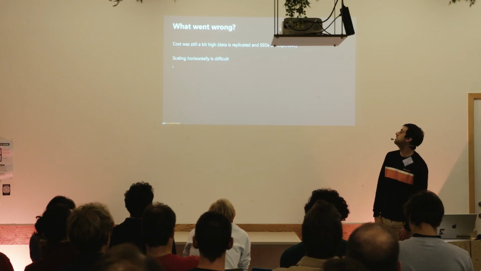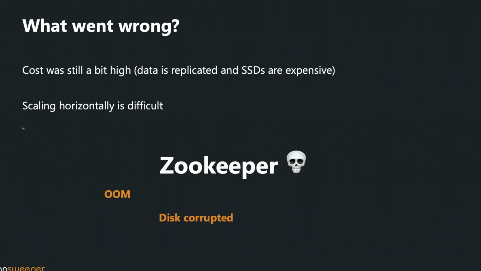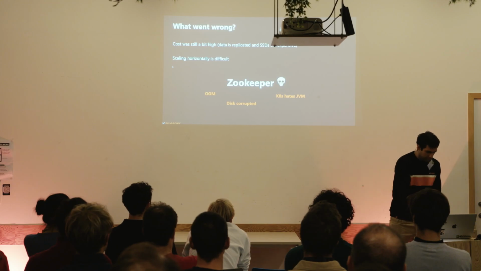What went wrong? Because we were using the AWS infrastructure and SSDs are really, really expensive, we didn't like the price of that. And also, scaling horizontally was a bit difficult. This is probably a skill issue because you can horizontally scale ClickHouse on-premise, but it's not the easiest thing. And the main problem, and why we switched: Zookeeper. Why Zookeeper? Out of memory errors, corruption. I don't know why Kubernetes hates the Java virtual machine.